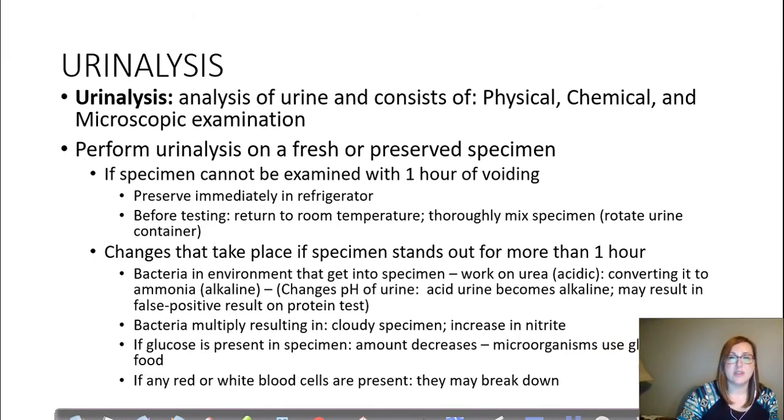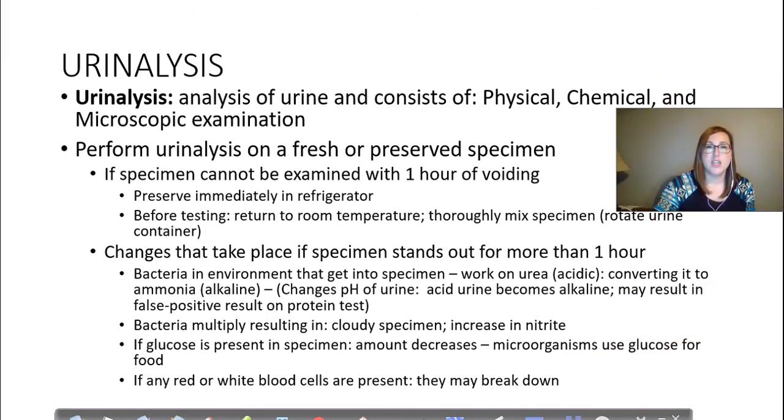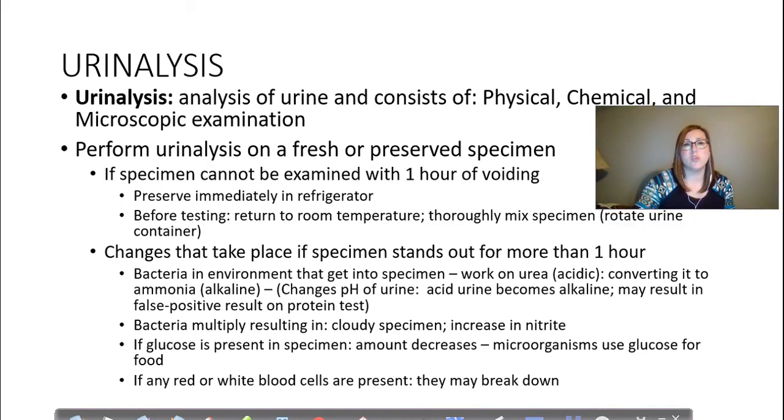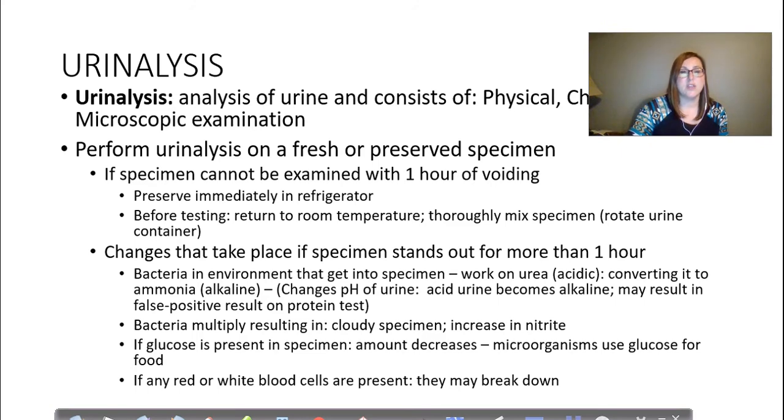So a urinalysis. A urinalysis is an analysis of urine that consists of physical, chemical, and microscopic exam. We usually perform urinalysis on a fresh or preserved specimen. If the specimen cannot be examined within 1 hour of voiding, you want to preserve that immediately in the refrigerator. Before testing, you want to make sure you return it to room temperature and thoroughly mix your specimen. So just rotate the urine around in the container a little bit.